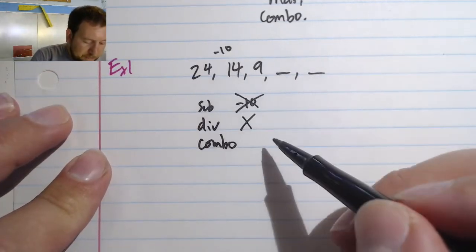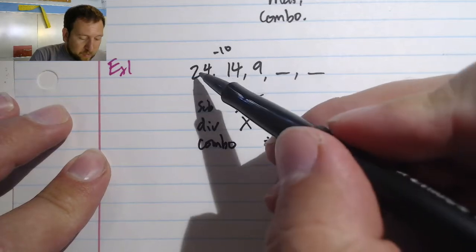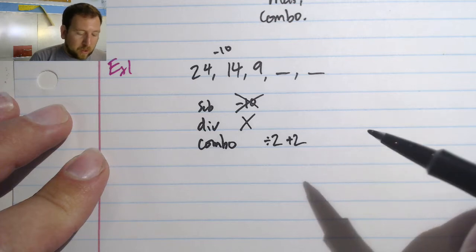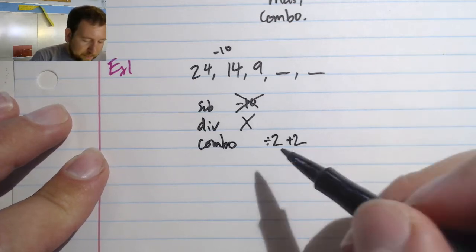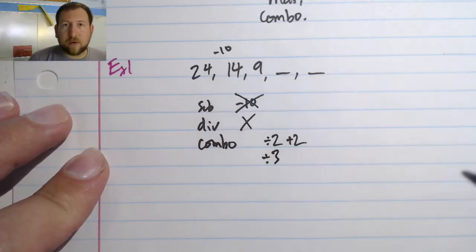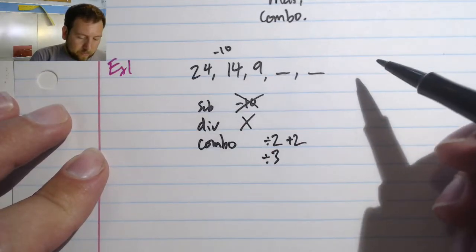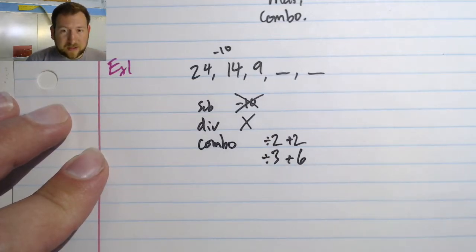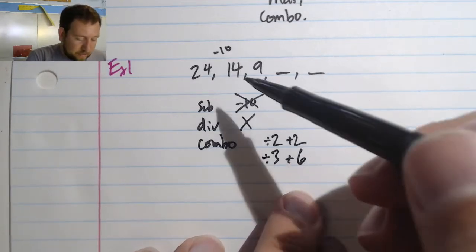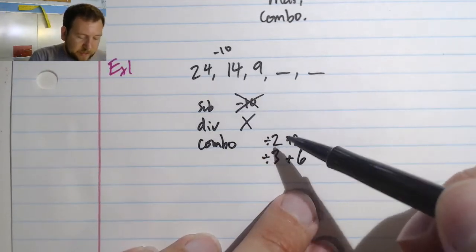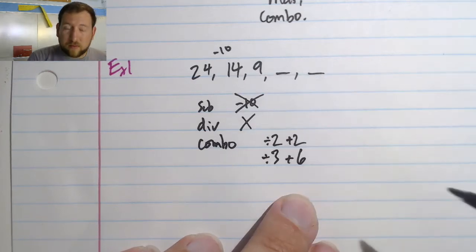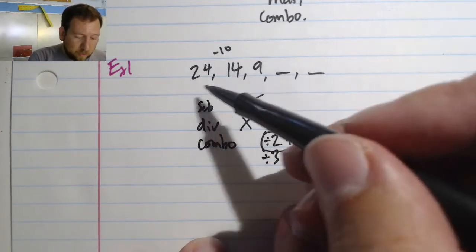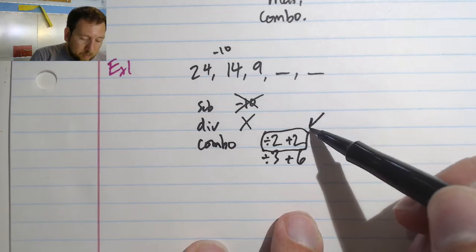So let's think of some combinations that we can use to get from 24 to 14. Well, I bet I could do a divided by 2. 24 divided by 2 is 12, and then I could do a plus 2. Or I could do a divided by 3. 24 divided by 3 is 8, and then I would need to add 6. So it could be a divided by 3 plus 6. Let's test those out on our other two. We have 14. Let's see. 14 divided by 2 is 7. 7 plus 2 is 9. Oh, that does work. This is likely the one that we're looking for, because it works on both of the numbers that we've got. So I've got my rule now.